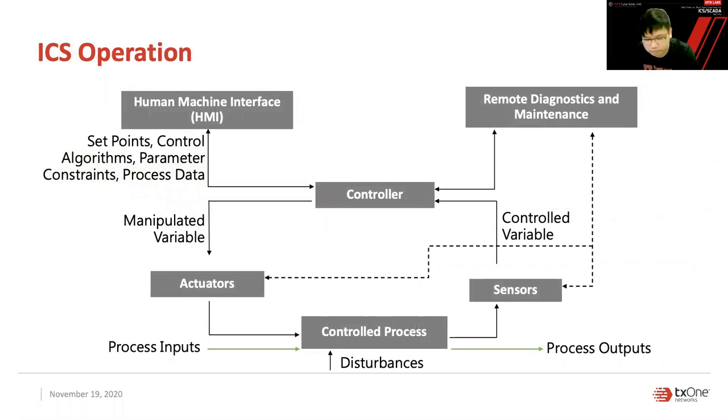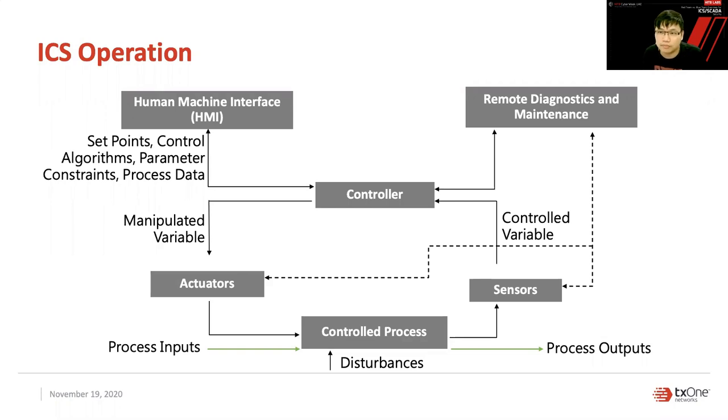For example, if I want to set the temperature to 27 degrees, I will send it from the HMI, which will send the command to a controller, and the controller will send it to the actuator. Before sending to the actuator, the controller will check the sensor information. If the sensor reads 26 degrees, the controller will send an increase-temperature command to the actuator. If the sensor detects maybe 28 degrees, the controller will send a command to decrease the temperature. It's a cycle, and it keeps running until it is stopped.